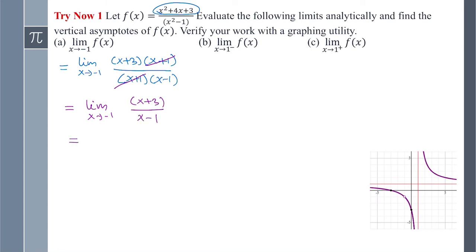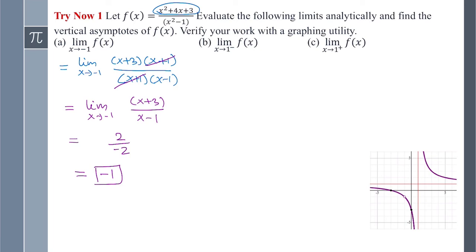Now, if I plug in -1, I'm not going to get a 0 in the denominator. So that means I can do direct substitution. If I plug in -1 in the numerator, I'll get 2 divided by -1 minus 1, which is -2, and then I get -1, which is a finite limit.